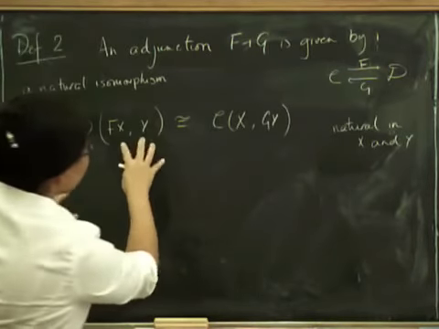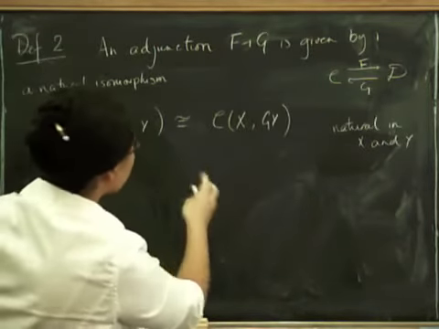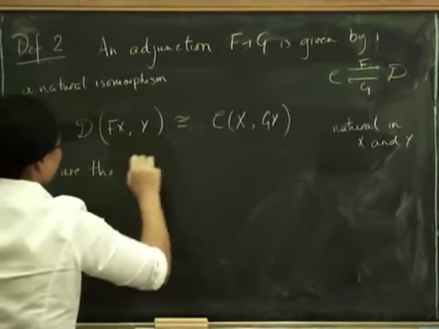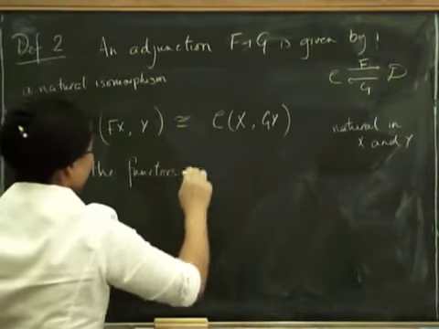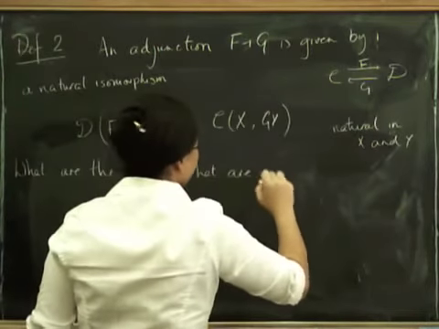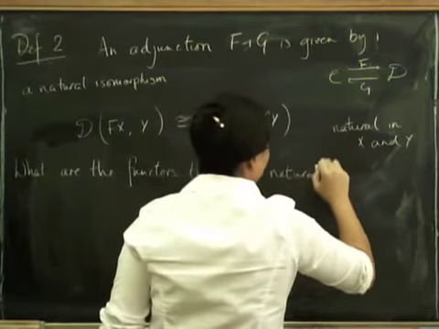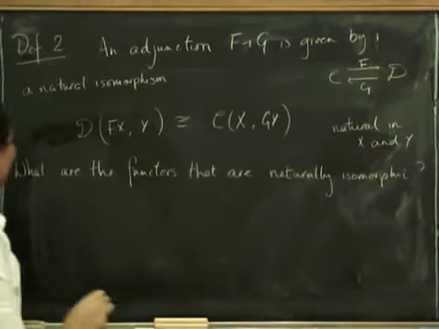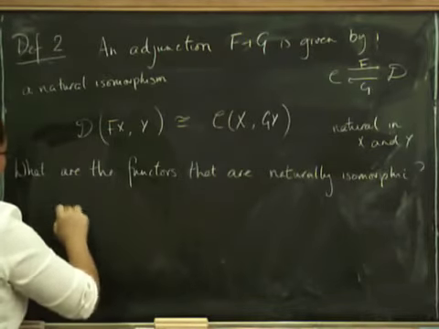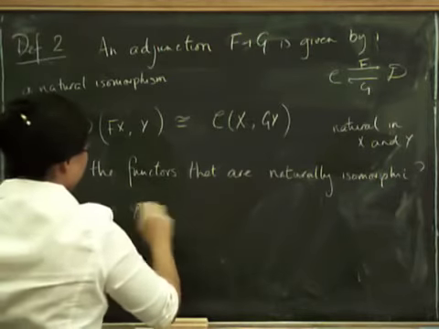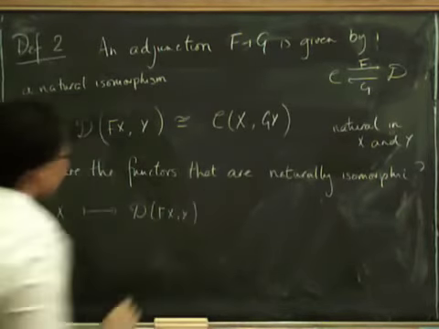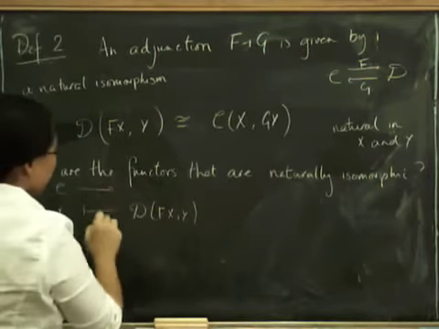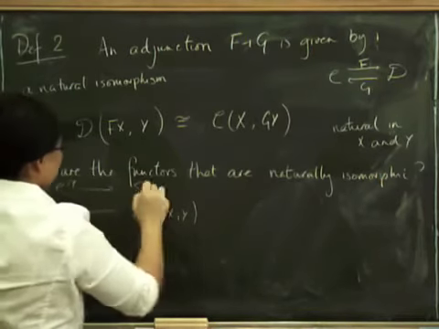But if you look at this carefully, this is actually describing a functor in x, and it's also describing a functor in y. So what are the functors that are naturally isomorphic here? Well, there's one that takes x and sends it to this set here. Right, so this is in fact a functor. X is an object of C, and so this is a functor from C up to Set.